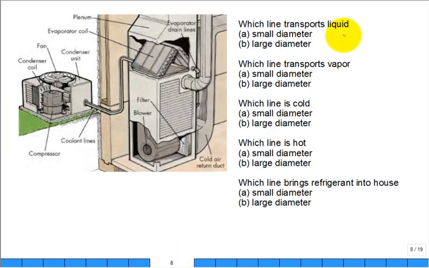All right, new. We have a lot of questions. Which line transports liquid? The small diameter or large diameter line? Let me ask you a question. We have two lines. One goes into the house. That's the liquid line. One goes out of the house. That's the suction line. When you look at these two lines, they will not have the same diameter. One will be small diameter. One will be large diameter. So the line that transports the liquid, okay, is it the one that has a small diameter or the one that has a large diameter?